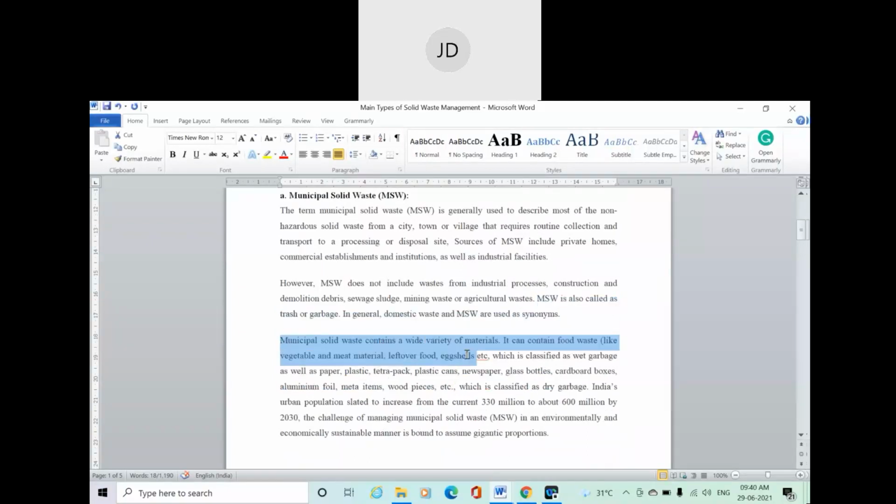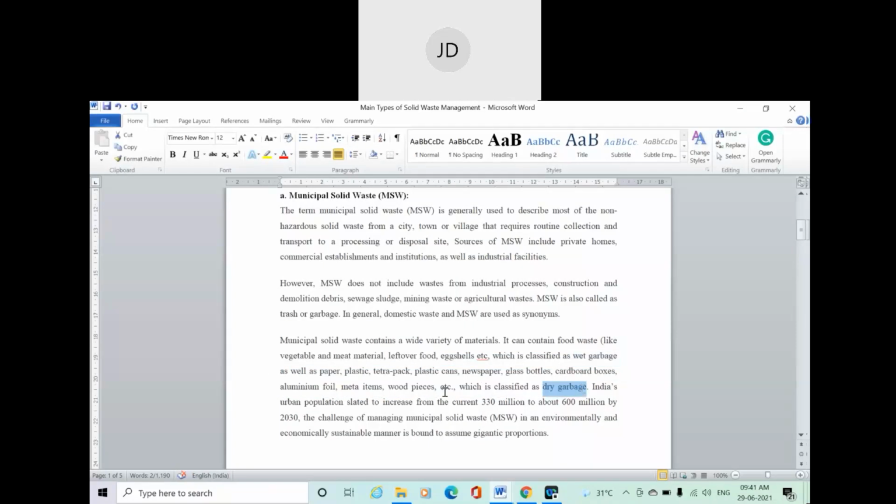Municipal solid waste contains a wide variety of material. It can contain food waste like vegetables or meat material, leftover food, eggshells, etc. So they are biodegradable waste, and basically they are known as trash or garbage, which is classified as wet garbage, because they contain moisture, because they are biodegradable. On the other hand, they also contain paper, plastic, tetra packs, plastic cans, newspaper, glass bottles, cardboard boxes, aluminium foils, all metal items, then wood pieces, etc., which is classified as dry garbage. So we can also understand this as wet garbage and dry garbage.